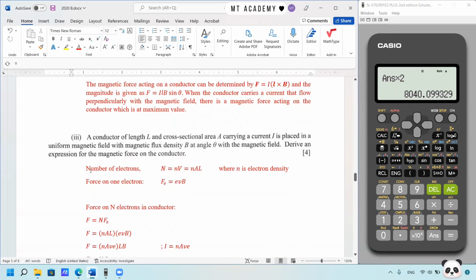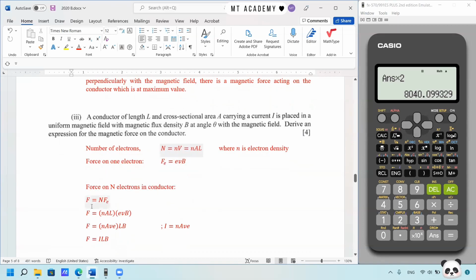First of all, we need the number of electrons in the conductor, which is equal to the electron density multiplied by the volume, where we have the length and the area. So it is equal to nAL. And from the syllabus, you only need to remember the formula of the force on a charge, which is equal to QVB. So the force on one electron is equal to eVB. To obtain the magnetic force on the conductor, it is the total force on the n electrons in the conductor.